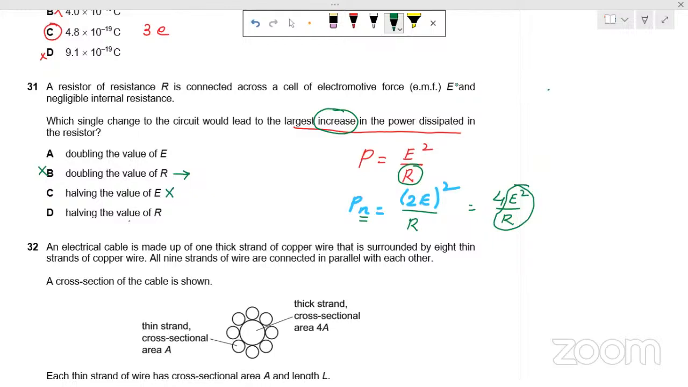If you halve the value of R, that will increase the power, but in this case it is 2E square divided by R. Let's compare these two values. In the doubling-E case, power is increased by 4 times. In this case, the power is increased by 2 times. So option A is correct.